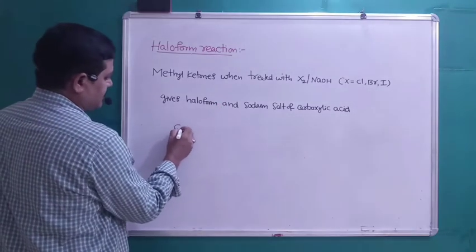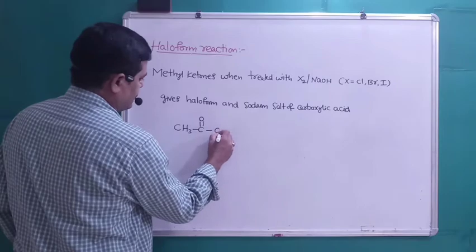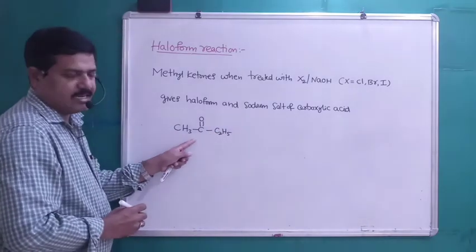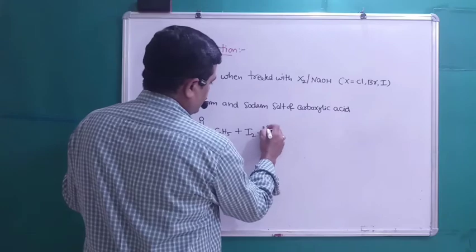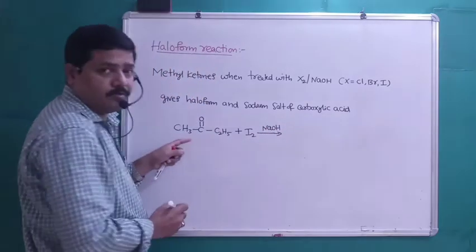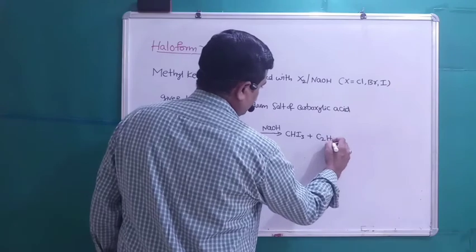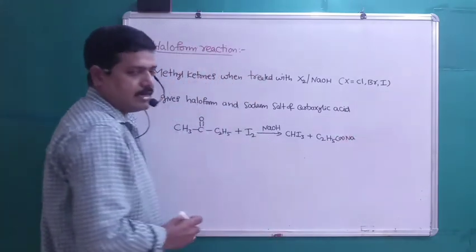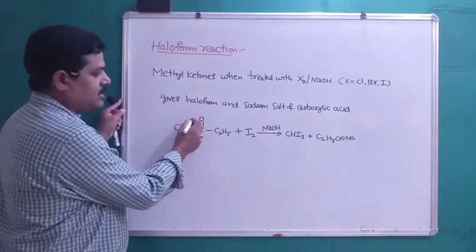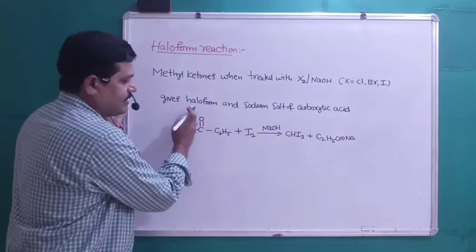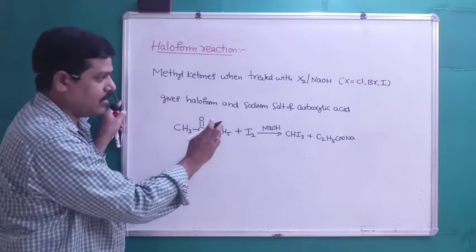Let us take one example. CH3-C=O-C2H5, a methyl ketone, when treated with I2 in presence of NaOH gives iodoform, CHI3, plus C2H5COONa. The methyl part is converted into iodoform and the remaining part is converted into a carboxylic acid, and since base is present, we get the sodium salt of the carboxylic acid.